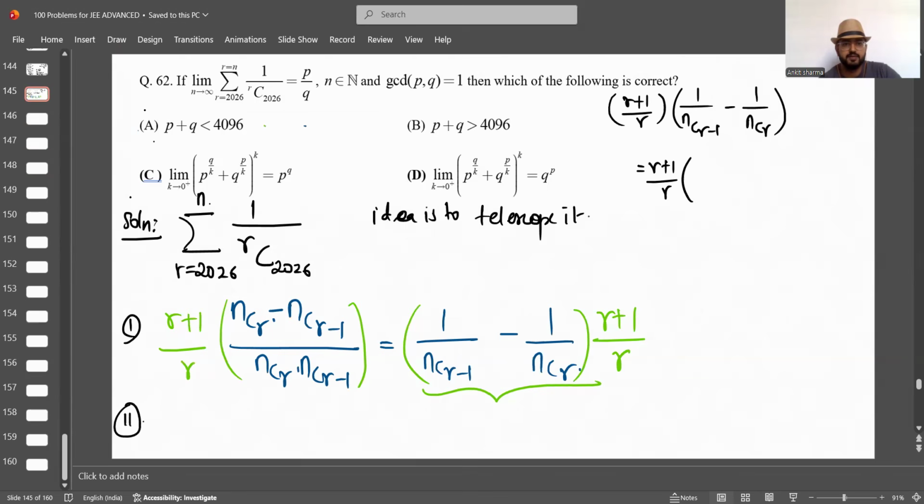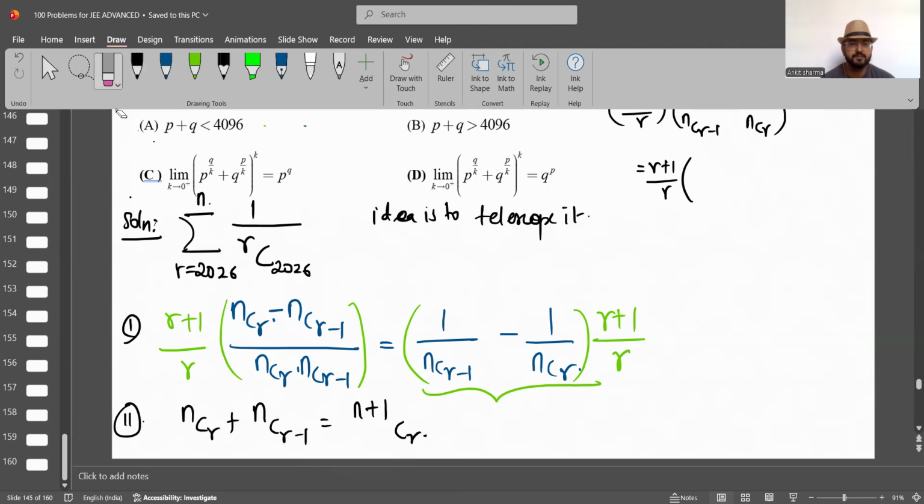We need one more thing here. So if you recall this property that nCR plus nCR minus 1 is equal to n plus 1 CR. Now, if I use this thing here, particularly, I have CR minus CR, well, I have minus here. That means this is not the correct telescope. So we won't be getting it from here. So this idea won't work.